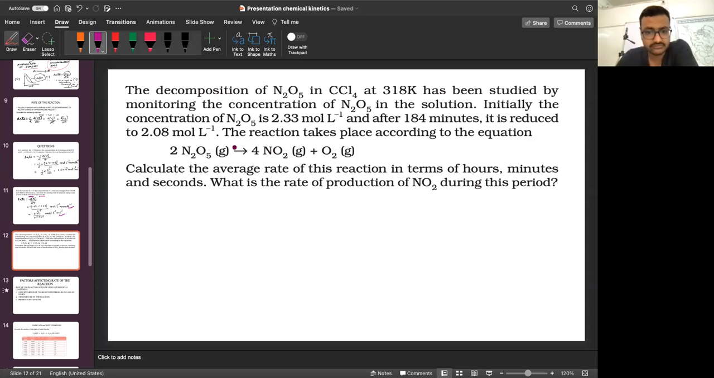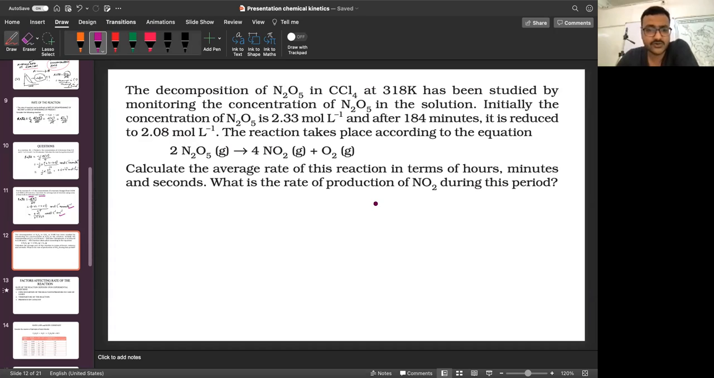I think the answer is wrong. Into 10 to the power minus 4 is fine, but the value is 6.7. Who said 6.7? Siddharth. 6.7 into 10 to the power minus 4 will be the answer, and the unit will be mole per liter per second. Per minute, sir? 6.79 into 10 to the power minus 4 mole per liter per minute, and 1.13 into 10 to the power minus 5 mole per liter per second will be the answer.